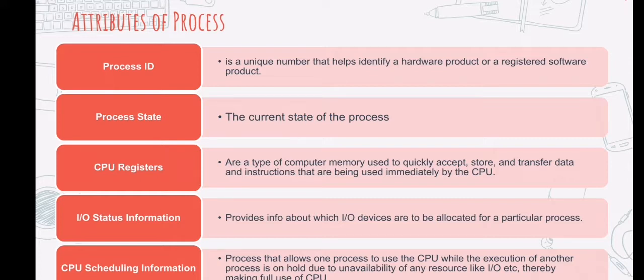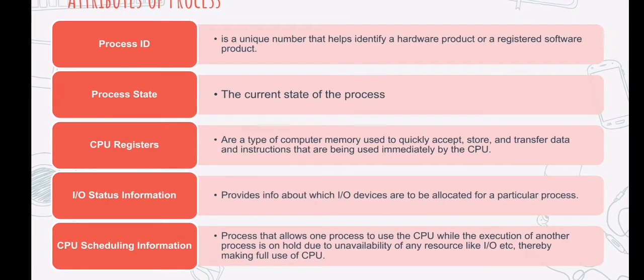Next, we have the I/O status information or the input-output status information, which specifies which input-output devices are to be assigned to a specific process. It also displays which files are open and the status of other input-output devices. It describes data input and output from an input device to a register. It also describes data input and output from an input device to memory.